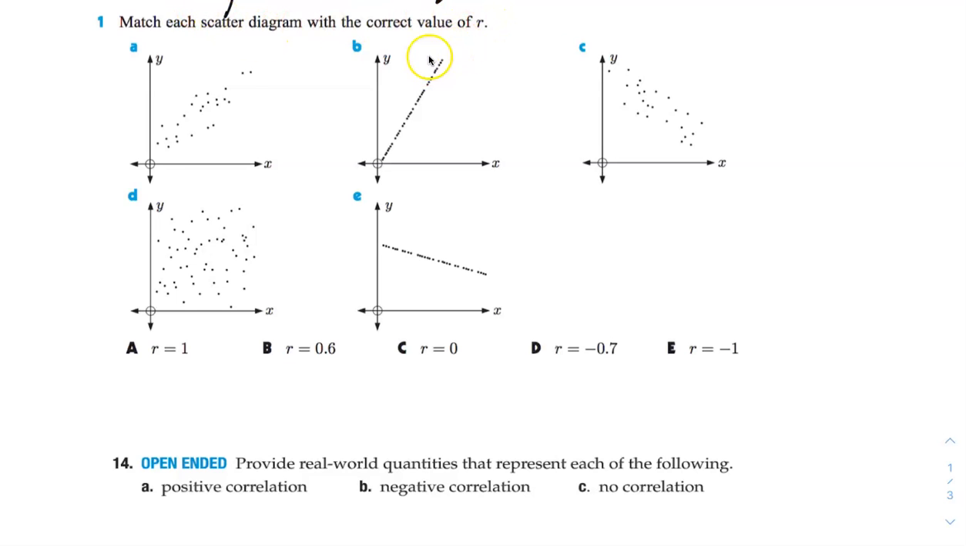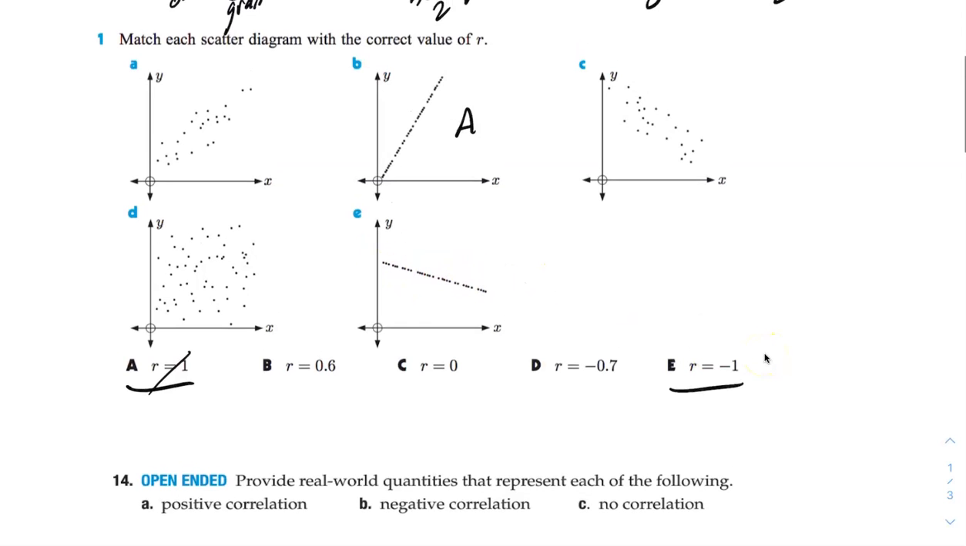So here's the thing about r. This one right here is like a perfect r, and it's positive, so that should be 1. That's perfect. This looks good, and those are good, but a straight line is perfect. So this one right here is A. So that's done. Likewise, see how that's perfect? That's almost like a straight line. So that's going to be over here, E.